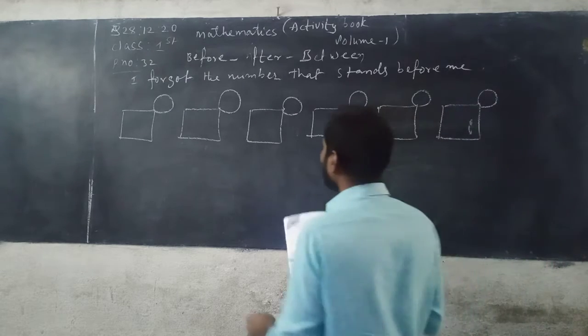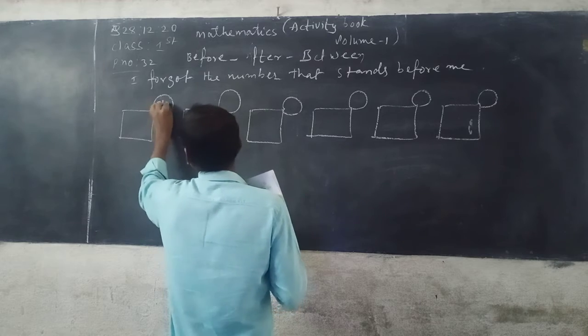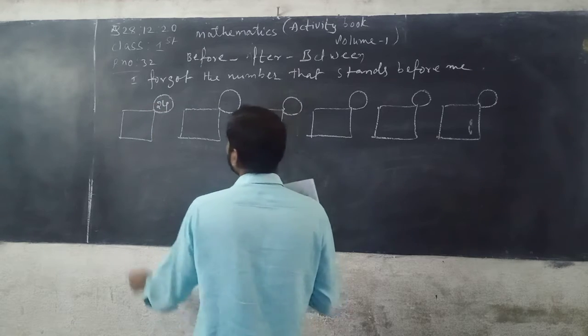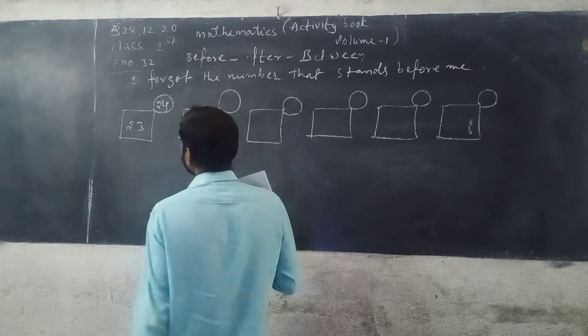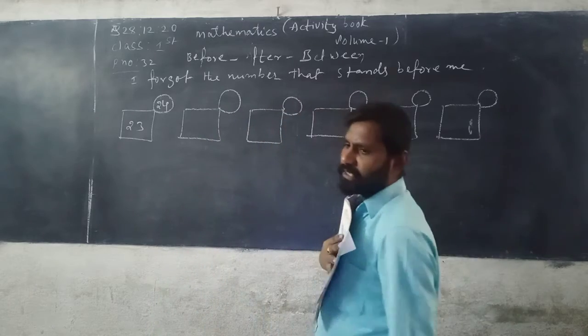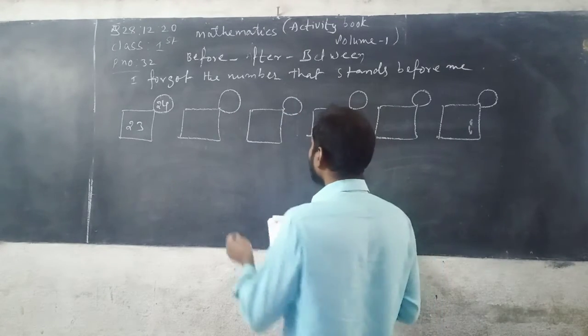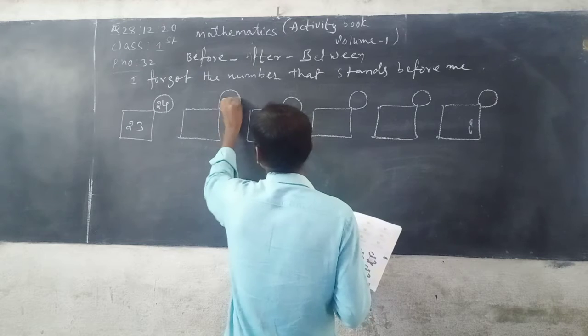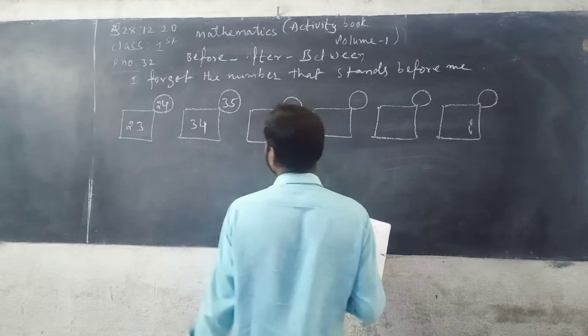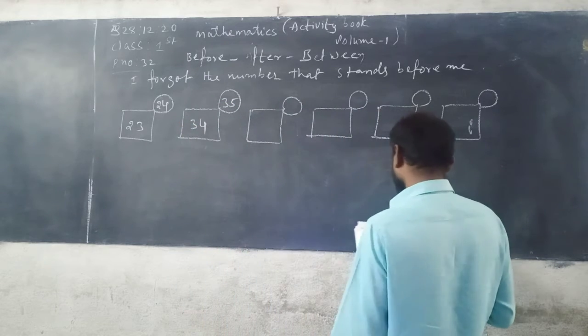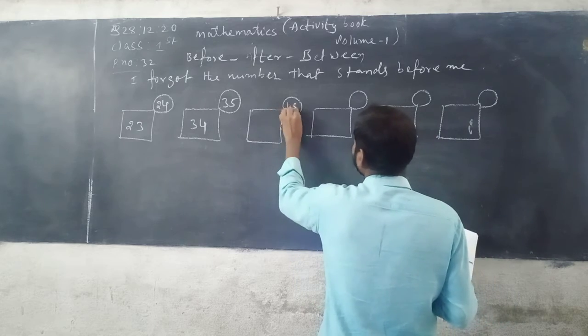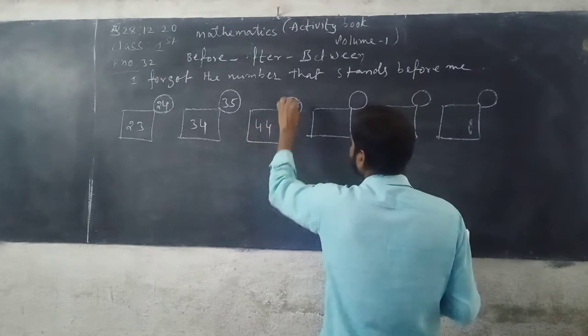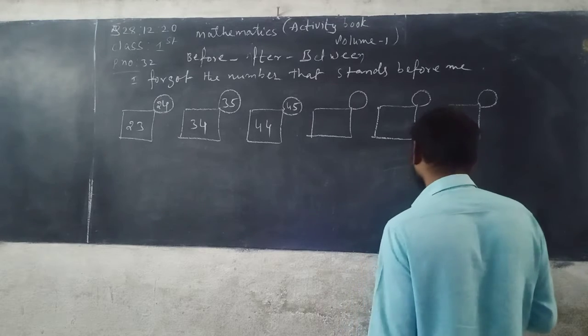See here, beta. The number that comes before 24 is 23. The number that comes before 35 is 34. The number that comes before 45 is 44.